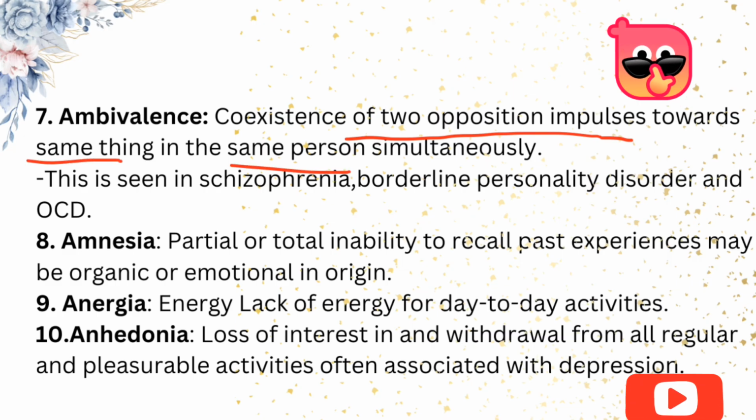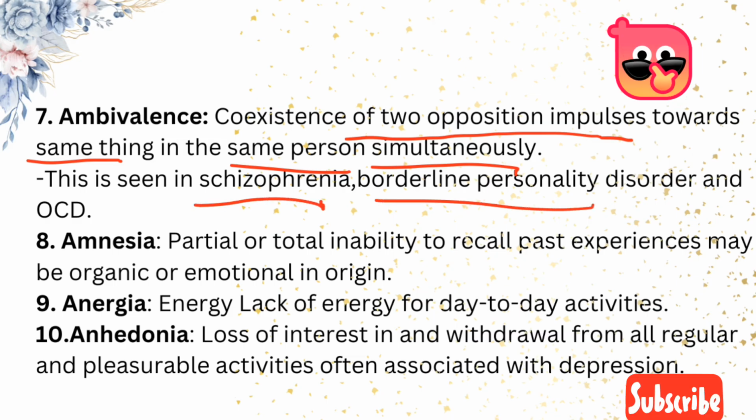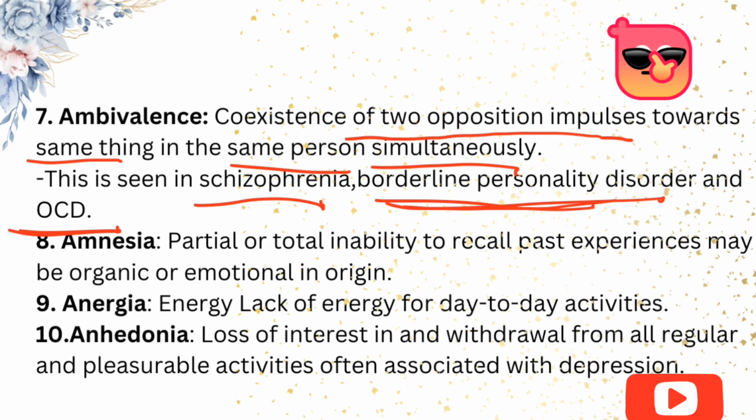Same thing, same person simultaneously. Means if I am the person, then at the same time I will get two opposite impulses. Like I should do this, but if I do this, this will happen, so I should have done that. So about this and that, both impulses occur in the patient at same time and same person. This is very commonly seen in schizophrenia, borderline personality disorder and OCD. Borderline personality is also called black and white personality, then OCD.